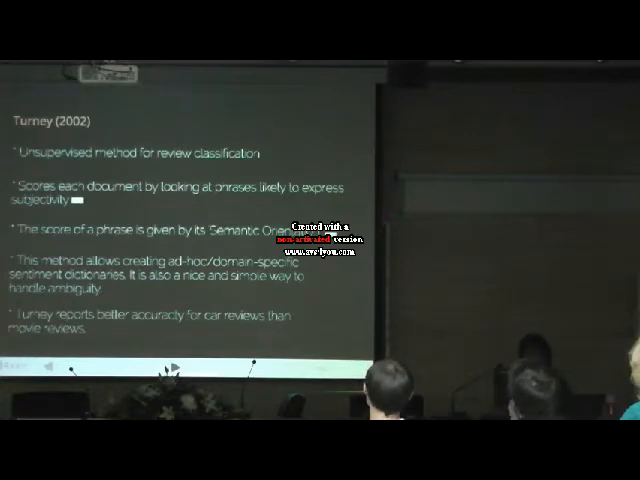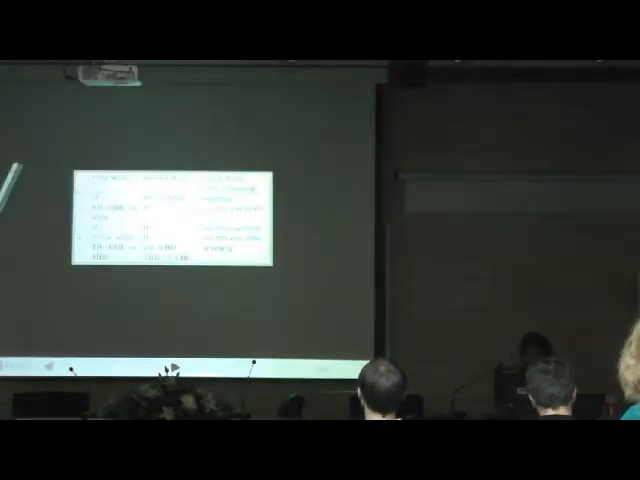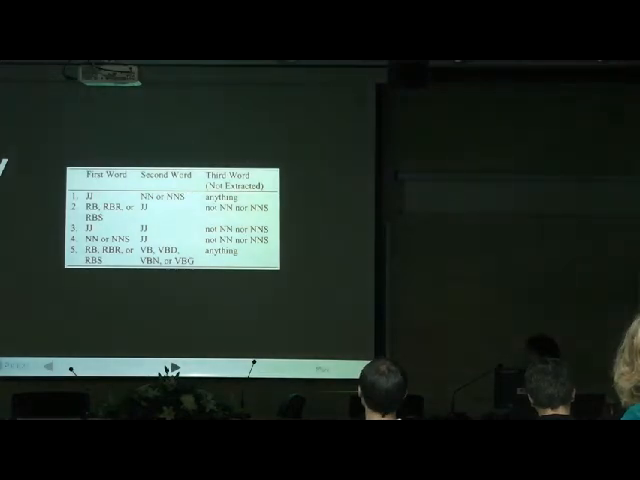How to automatically classify product reviews. So the idea is the program goes to a review of a product, in that case car reviews and movie reviews, and it gives it a score according to a certain criteria. And this criteria were the following. So first it looks for phrases that are likely to express sentiment.